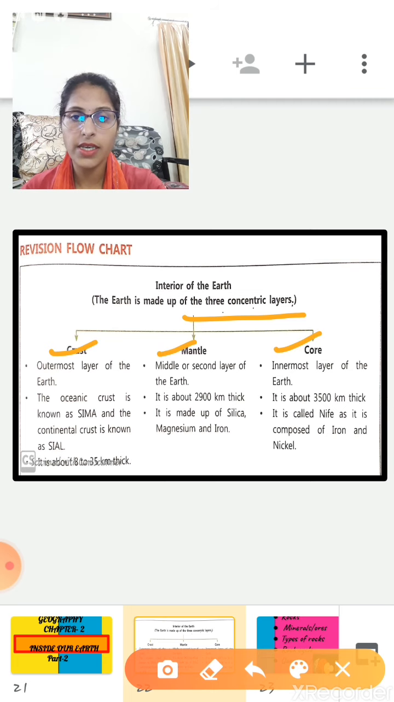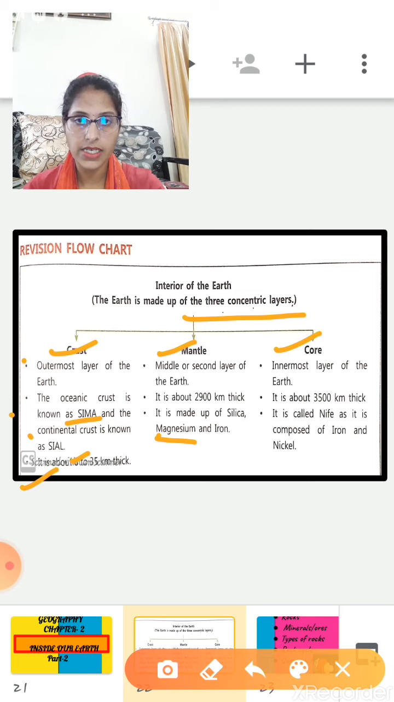So the first layer is the crust. This is the outermost layer of the earth. Oceanic crust and the continental crust. Oceanic crust is known as the SIMA, S-I-M-A. SI stands for silica and MA stands for magnesium. Next is the continental crust, known as SIAL. SI stands for silica and AL stands for aluminum. Lastly, it is about 8 to 35 kilometers thick.